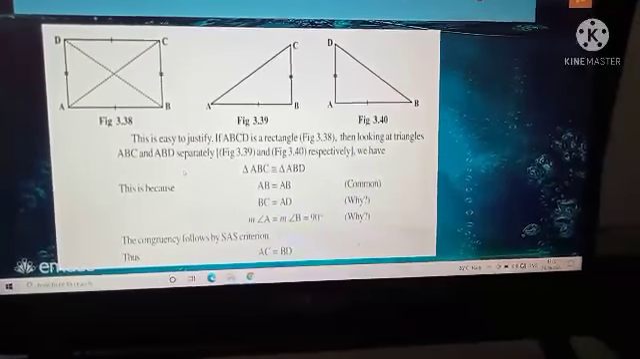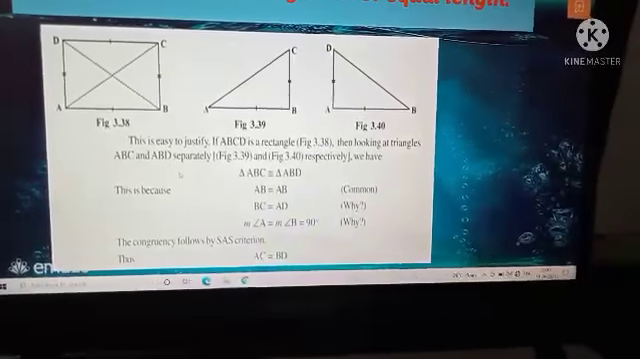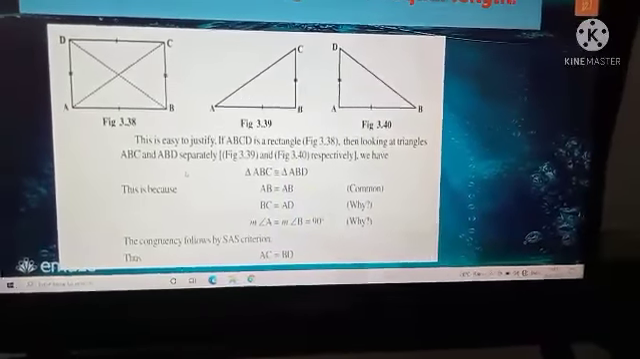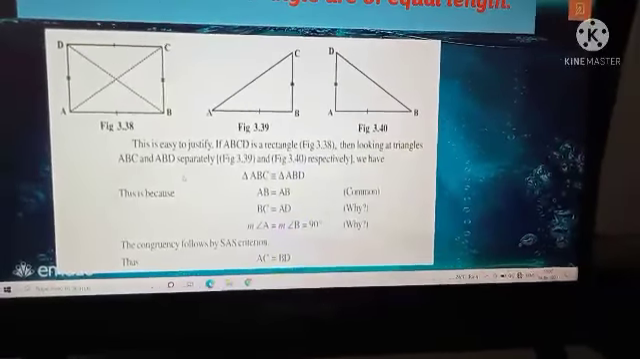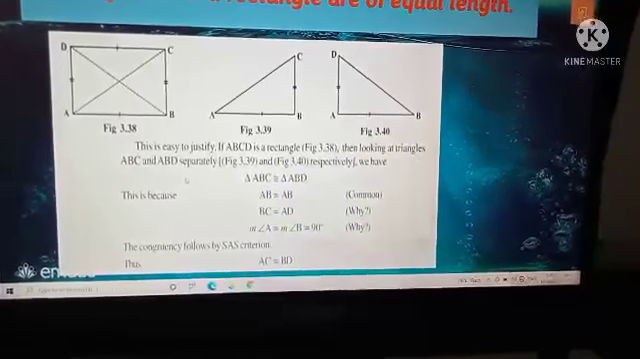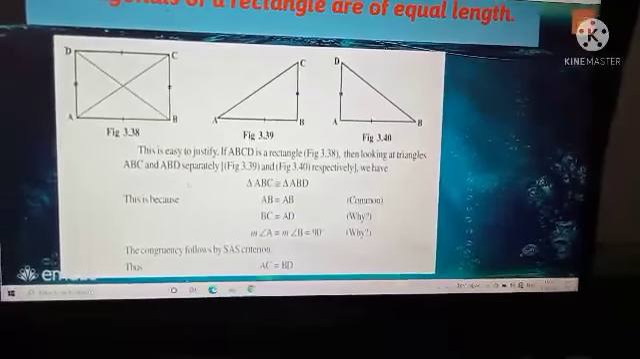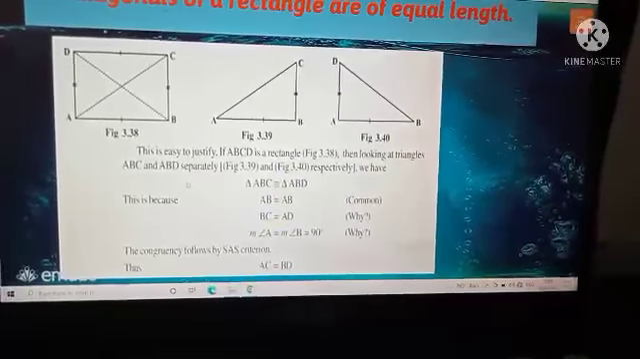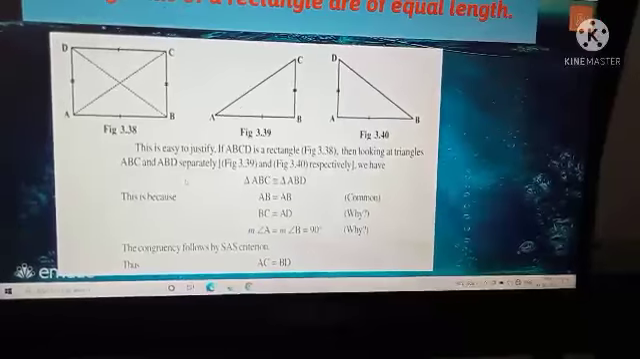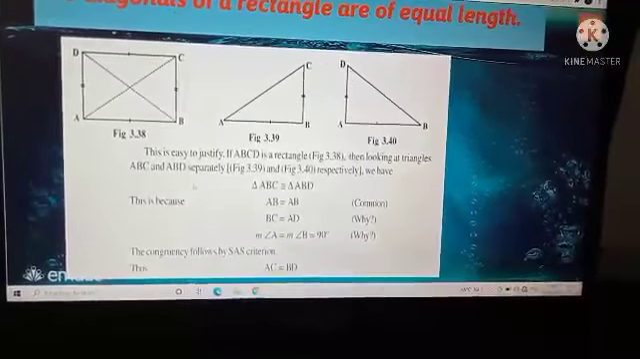This is very easy to prove because while looking at the triangles, we know that triangle ABC is congruent to triangle ABD because AB is equal to AB, common side, and BC is equal to AD. BC and AD are equal. Why? Because they are opposite sides of a rectangle, and opposite sides of a rectangle are equal. So BC is equal to AD.